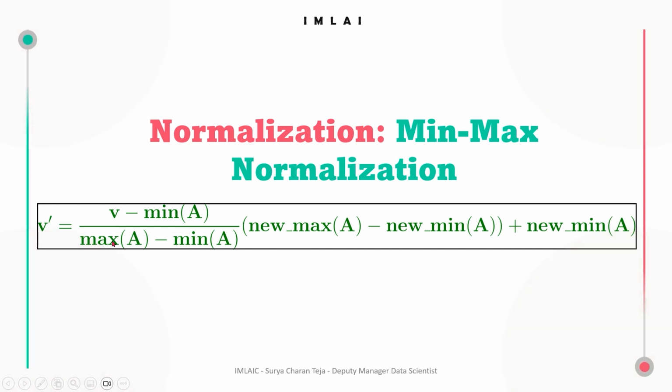You have to fetch the min and then the max. Once you fetch the min and max, for each value you have to apply the specific formula to normalize the old data: v minus min of A, divided by max of A minus min of A, times new max of A minus new min of A, plus new min of A. This is the formula that we apply here. Let's do a small example so that it would be very clear.